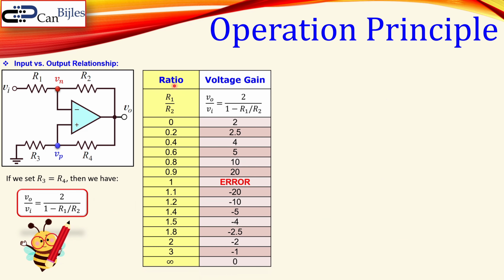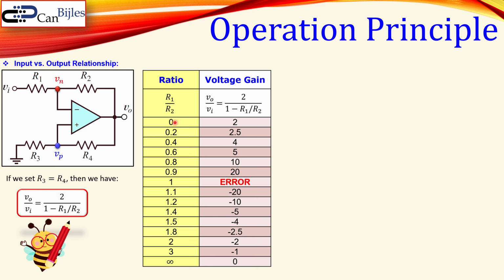We can make a table by looking at the ratio of R1 and R2. We just determined this is the voltage gain we have determined. You see here, it starts with 0 and then 0.2, 0.4 up to infinity. And this is the voltage gain formula from here. You see here at 0, which is the ratio here, then the gain should be 2, because then you get here 2 over 1 minus 0, which is then 2 over 1, which is gain is 2.